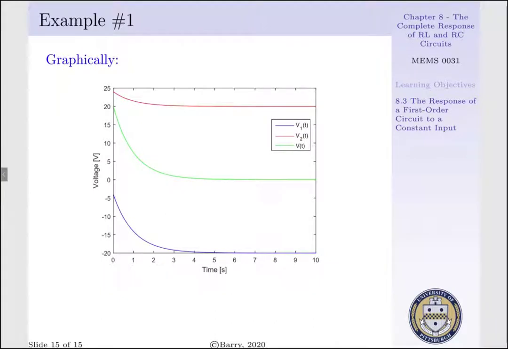Graphically, we could show this as follows. V of t, the green line, is going to be our voltage potential across our resistor. It starts at 20 volts initially and tends to 0 volts as time increases. Our voltage potential V1 of t starts at minus 4 volts and tends to minus 20 volts, where V2 of t starts at 24 volts and is going to tend to 20 volts.